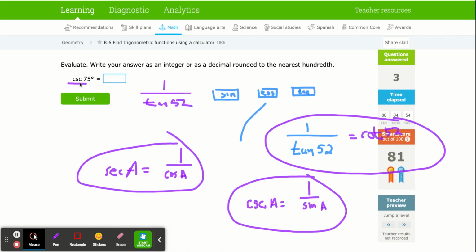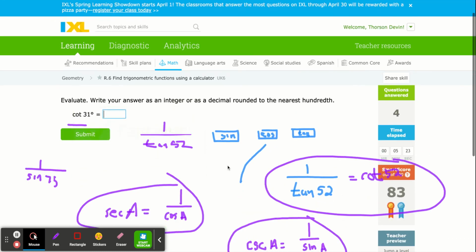So here's a cosecant of 75. I'm going to do 1 divided by the sine, so 1 divided by the sine of 75 degrees. Plug that in my calculator, 1 divided by the sine of 75. And again, I always make sure my calculator is in degree mode, and I get 1.04 if I round to the nearest hundredth.